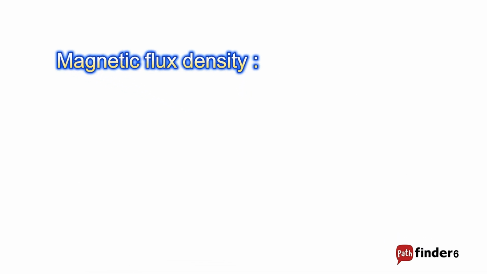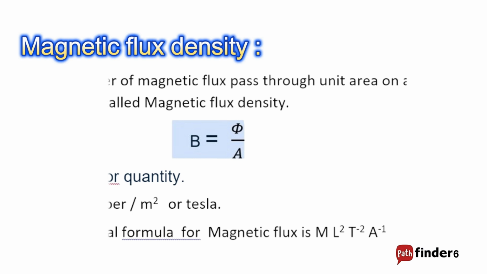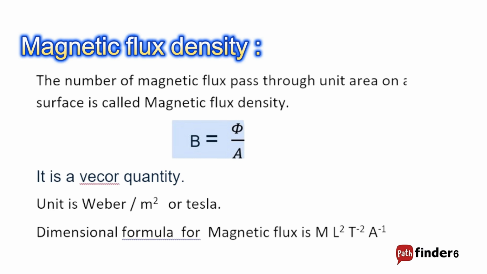Definition of magnetic flux density: the magnetic flux passing through unit area of a surface is called magnetic flux density. Magnetic flux density B is equal to phi by A. It is a vector quantity. The unit is Weber per meter squared, or Tesla. The dimensional formula for magnetic flux is M L squared T to the power minus 2 A to the power minus 1. How to get this? Just recall the chapter on units and dimensions, or I will provide a link in the description.